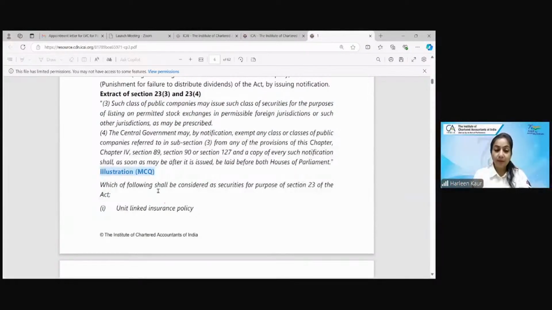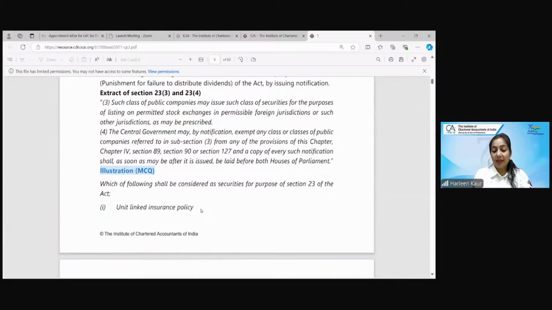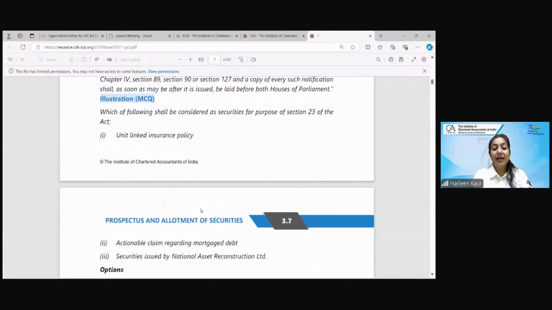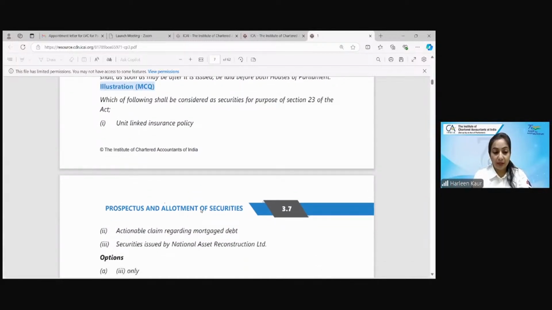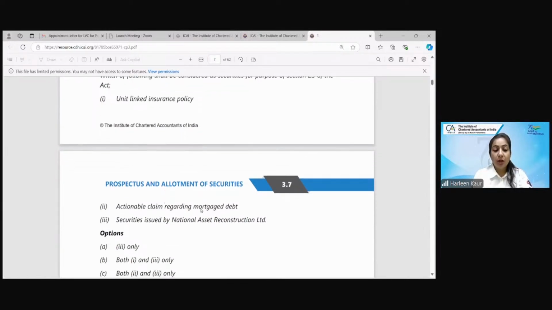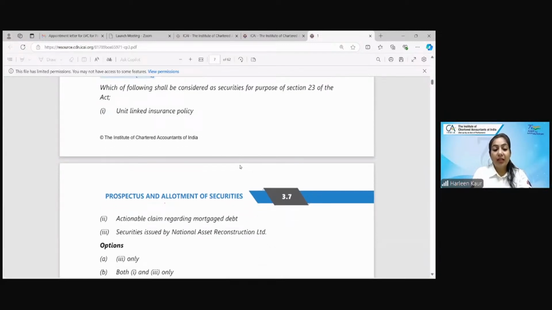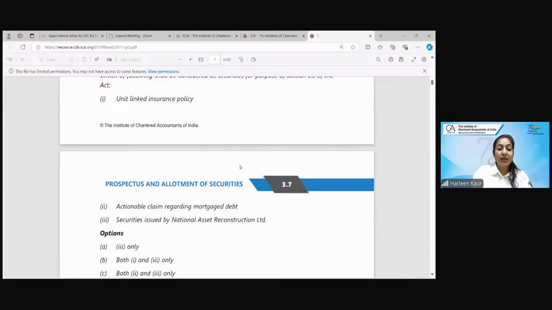Okay. Which of the following shall not be considered as securities? Unit-linked insurance policy, actionable claim regarding mortgage debt, securities issued by National Asset Reconstruction Limited. Is it only the third option, or first and third option, or second and third option? Tell me the correct answer, children. Which of them shall be considered as securities for the purpose of section 23? Which is the correct answer? Actionable claim regarding mortgage debt. Let me see how many of you are giving the correct answer.